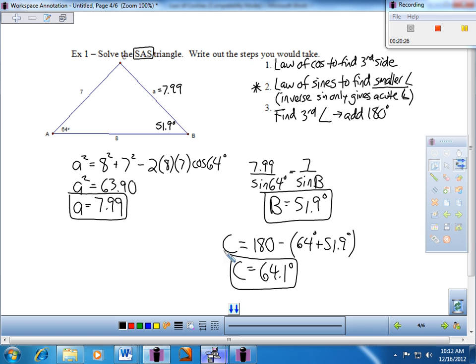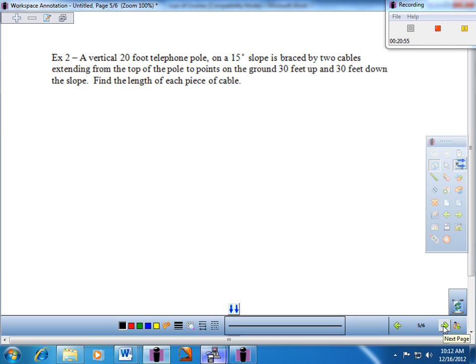So that is SAS. As you can see, a little different. And as I said, we're in a bit of a precarious situation. After getting that first side using the law of cosines, which was great, awesome. We got the 7.99, but then we have to be careful. If we're going to use law of sines, we have to understand its limitations. And with law of sines, you want to go with the smaller one. Okay? Let's go get 2, and then we'll wrap it up on 3.